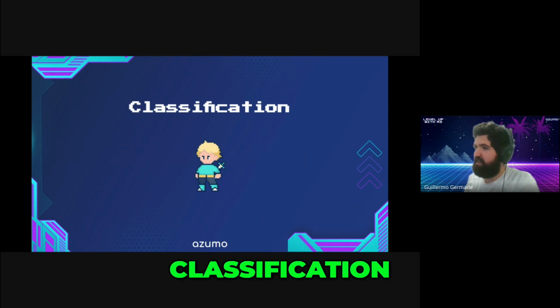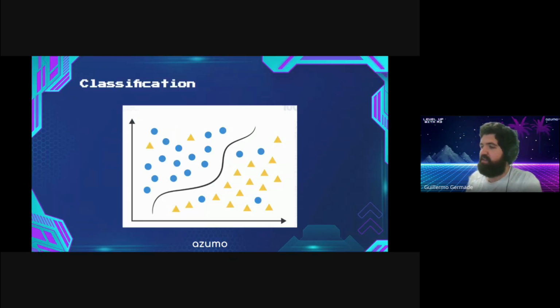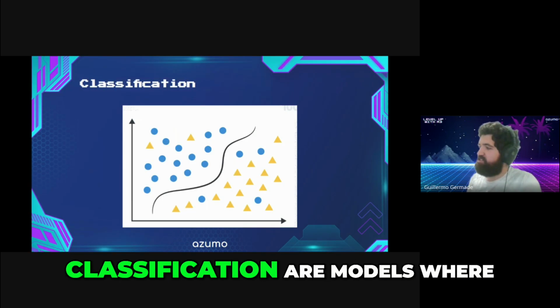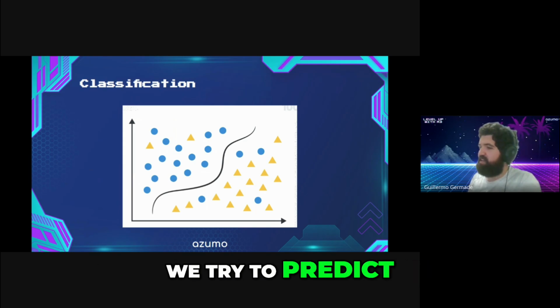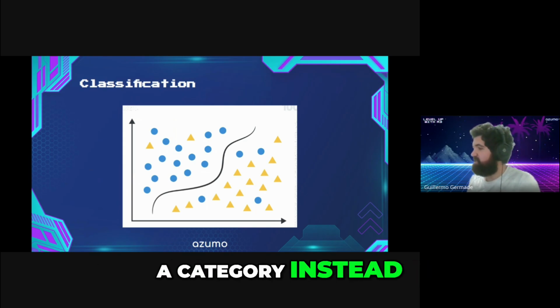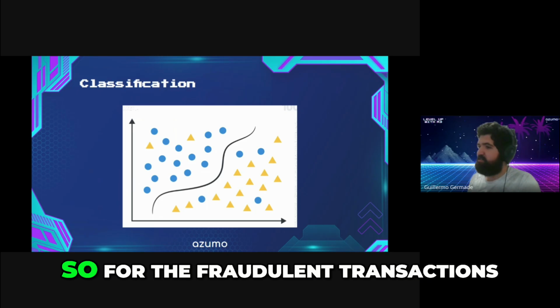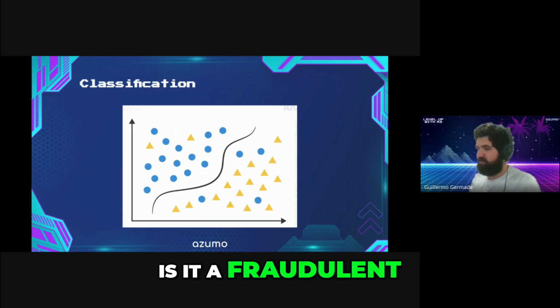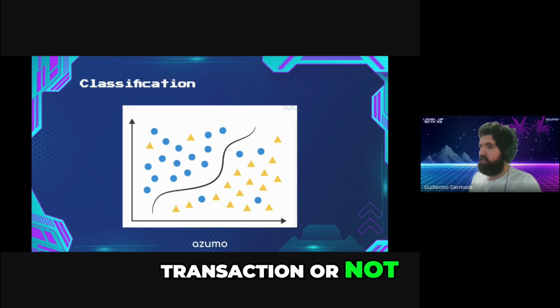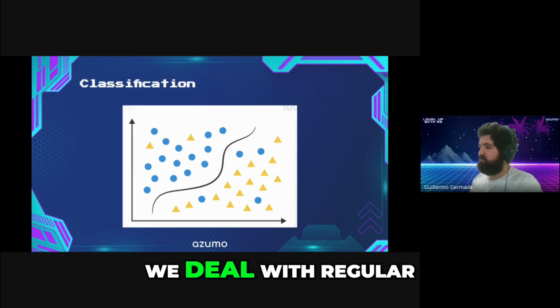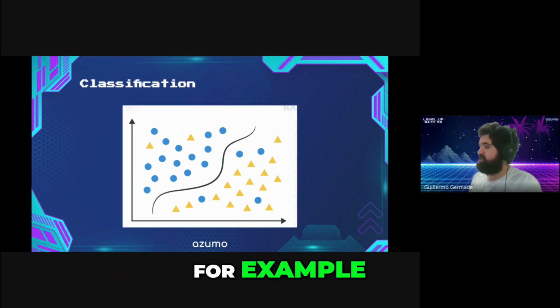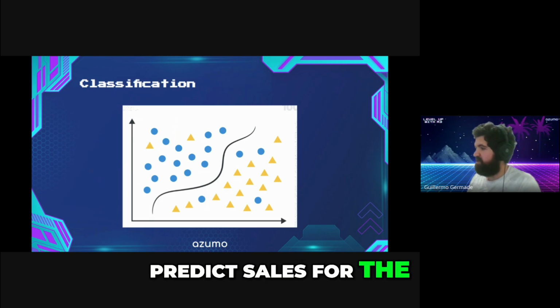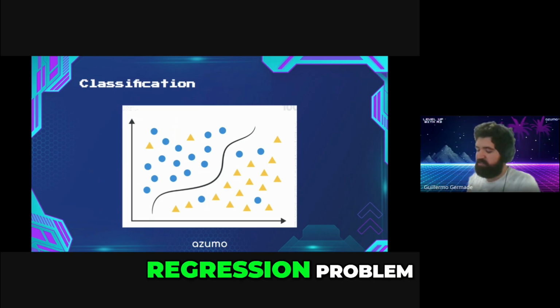So classification. A quick reminder, classification are models where we try to predict a label, which is a category, instead of a real number. So for the fraudulent transactions, we are dealing with classification. Is it a fraudulent transaction or not? In regression, we deal with regular numbers. So we're trying to, for example, predict sales for the next month.